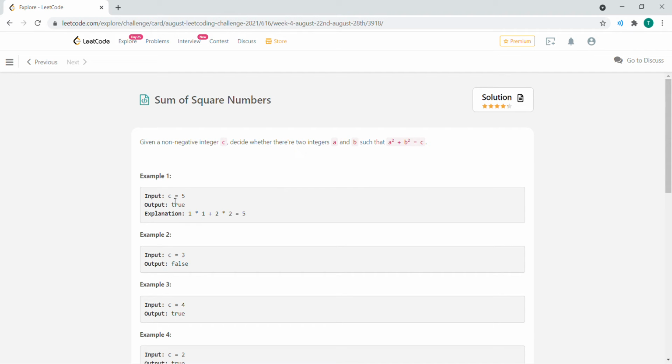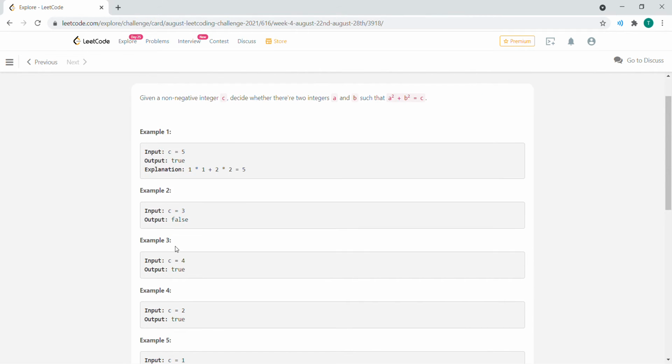So we have example 1, c equals 5. Is it true that we could return a and b, the sum of the squares, such that this is true? The answer is true, because 1 squared plus 2 squared equals 5. Another example here, c is equal to 3. Is there a sum of squares that equals 3? The answer is no.